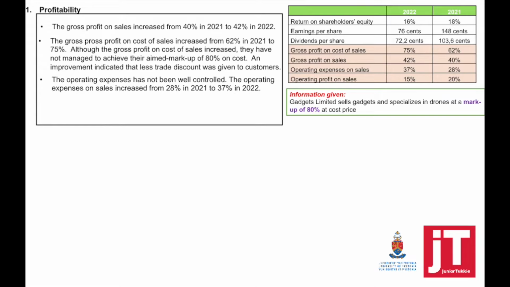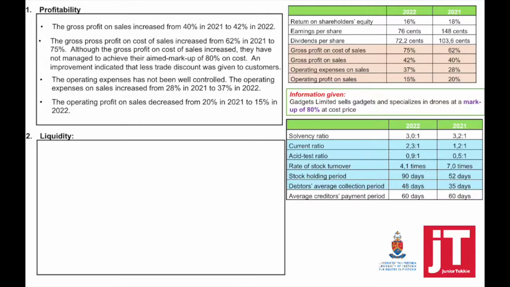If we look at our operating expenses on sales, it increased from 28% to 37%. This indicates that it was not well controlled. Looking at the operating profit on sales, what happened with it? It decreased from 20% to 15% in 2022.